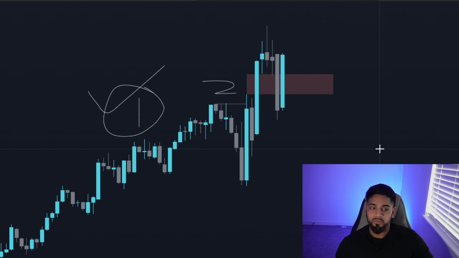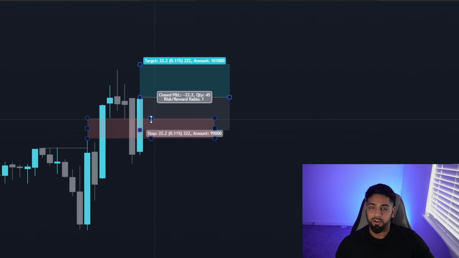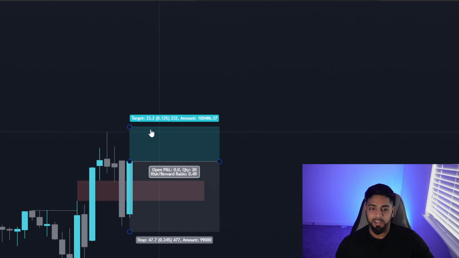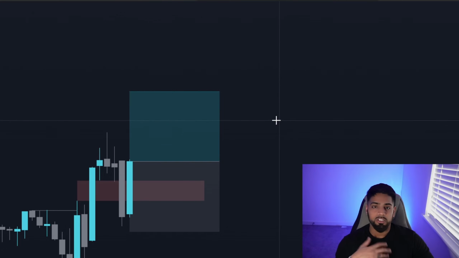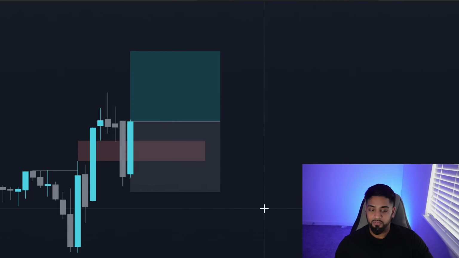Now that we've ticked off all three of our steps, what can we now do? We can now enter this position right here at the close of this impulsive candle. We can put our stops just below that low. And again, we can simply target a 1-to-1. And again, if you want to try your stops, if you want to go a little bit higher, go for a 1-to-2, 1-to-3. If the trend is strong, then by all means, you can do that. However, for me, I like to go for the lowest hanging fruit.